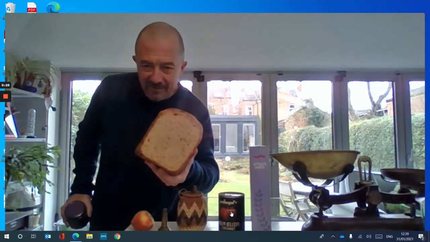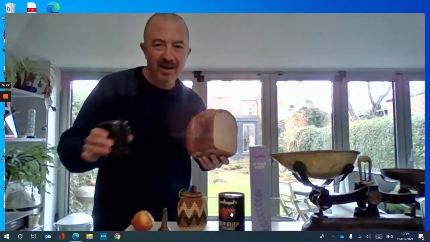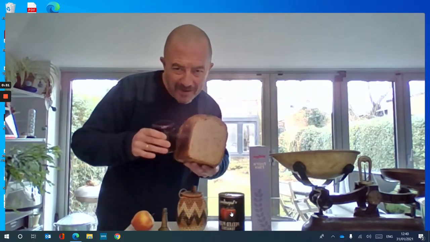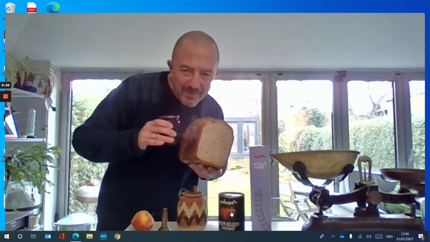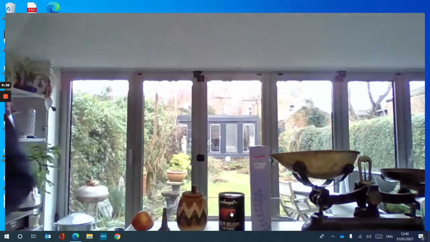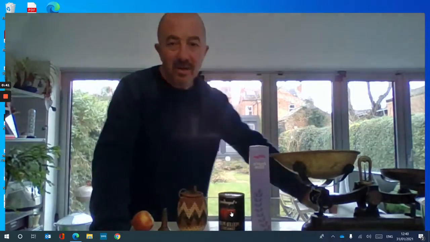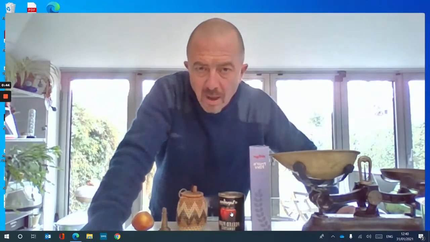Here's the bread. Oh, it's very tasty. You can tell I've already tried it. And here's the chili jam. Goes very nice with the bread. Let me put them back, and then we'll talk a little bit more about weighing. But today we're going to be doing quite a bit of work on weighing.